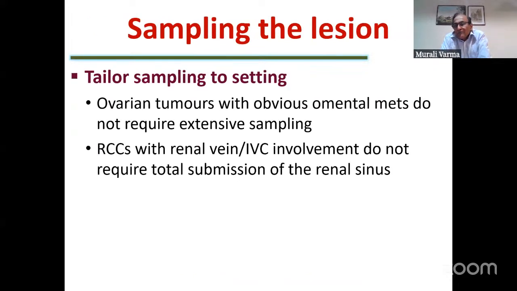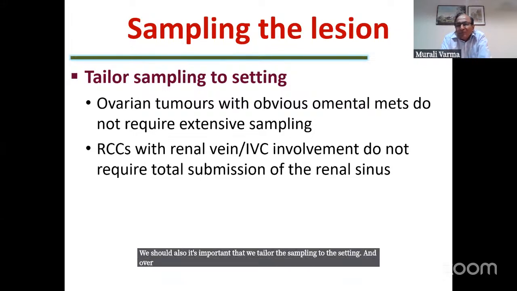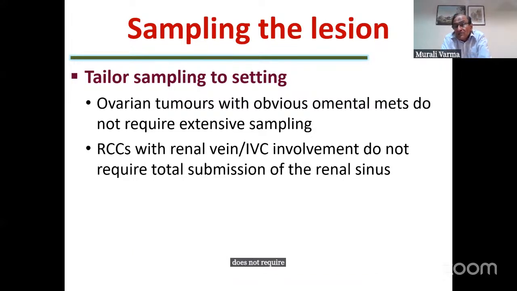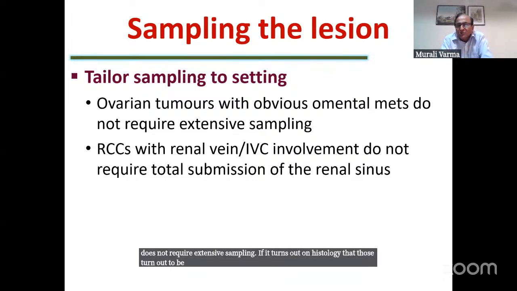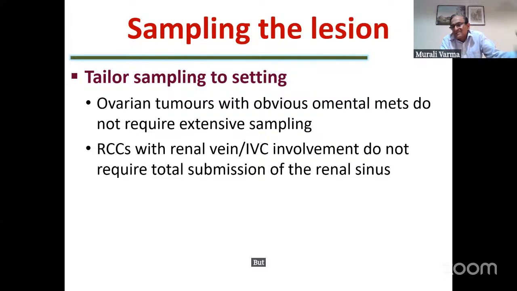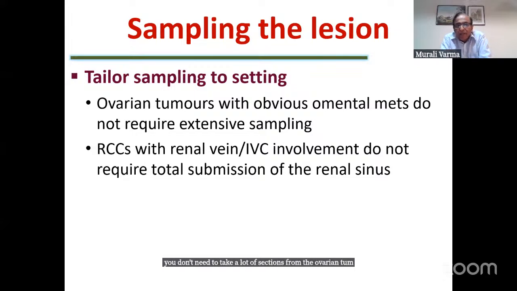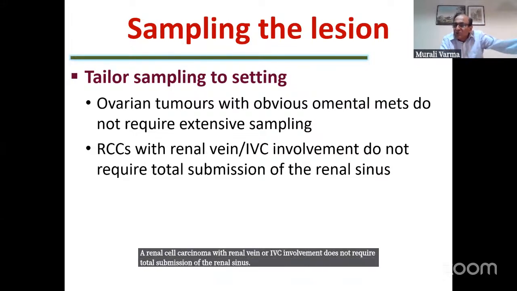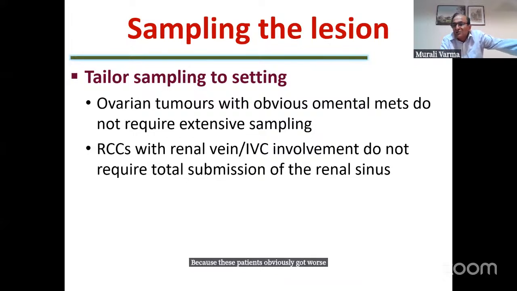It's important that we tailor the sampling to the setting. An ovarian tumor with obvious omental metastasis does not require extensive sampling. Now, if it turns out on histology that those are implants, yes, you can go back and take more sections. But if you've got obvious mets or lymph node mets, you don't need to take a lot of sections from the ovarian tumor to find that microinvasion. A renal cell carcinoma with renal vein or IVC involvement does not require total submission of the renal sinus because this patient obviously already has worse, higher stage disease.